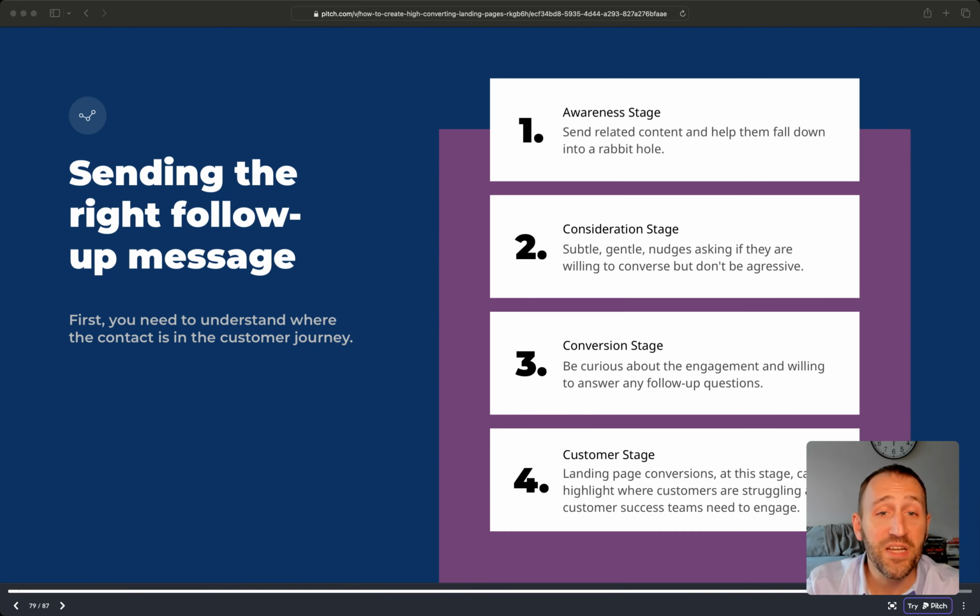Lastly, at the customer stage, when people are engaging with landing pages, you might want to see this as a red flag, depending on what they're engaging with. Have your customer success teams notified of these conversions so that if something is alarming, they can reach out to your customers before it's too late and they churn out.